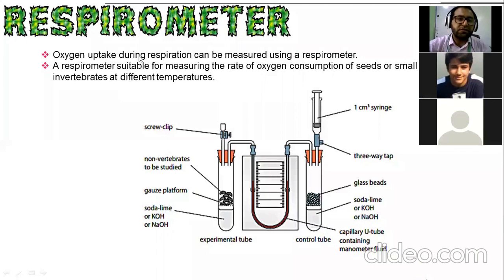All right. A respirometer is a set-up apparatus through which we measure the rate of respiration. Oxygen uptake during respiration can be measured through a respirometer. The principle of the respirometer is consumption of oxygen. It means if oxygen consumption is more, the rate of respiration will be high.